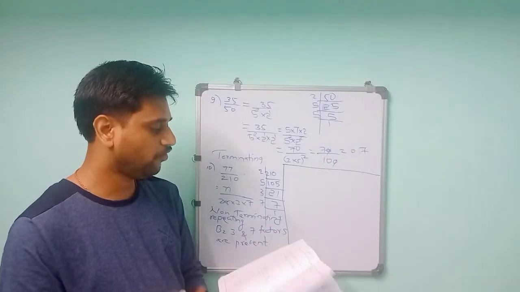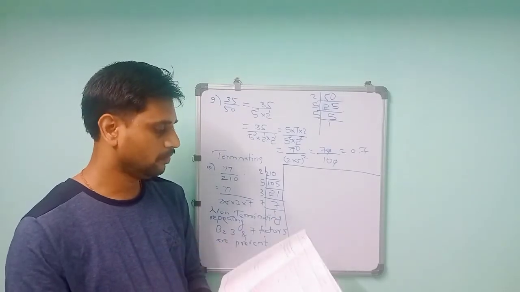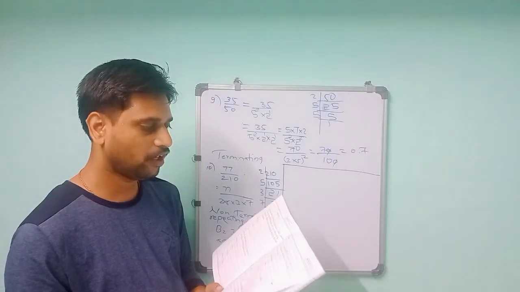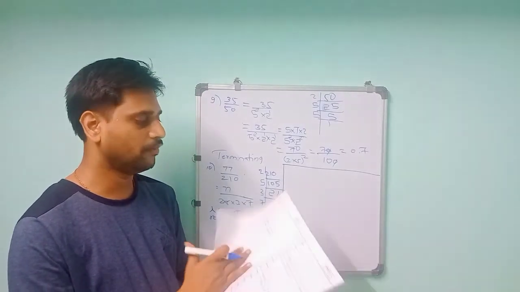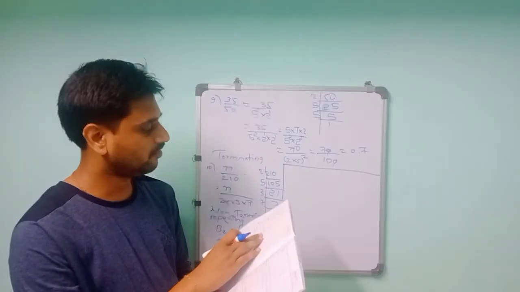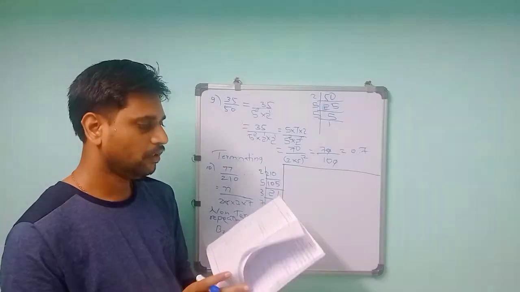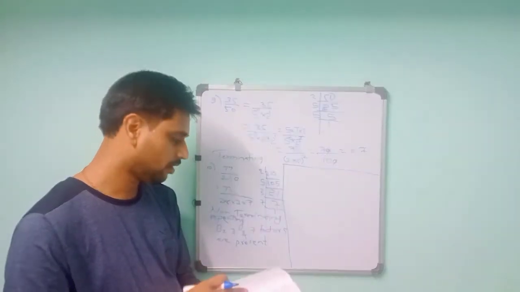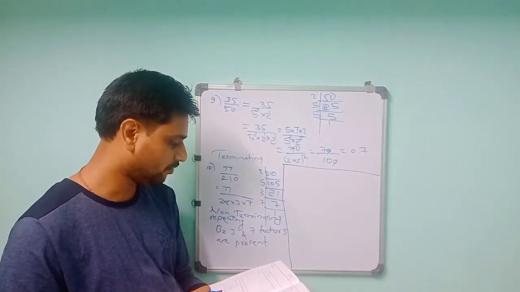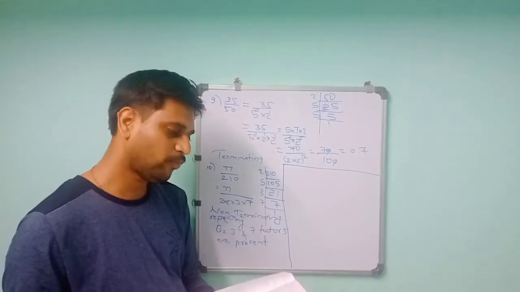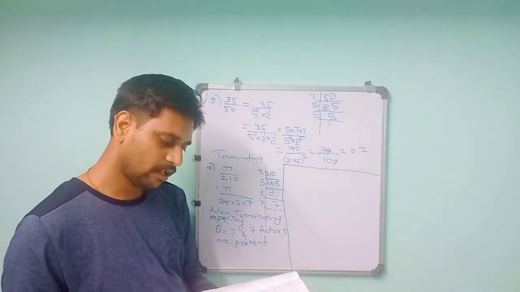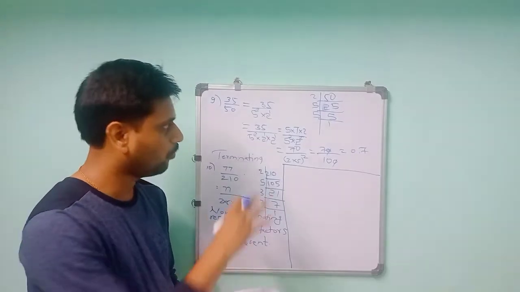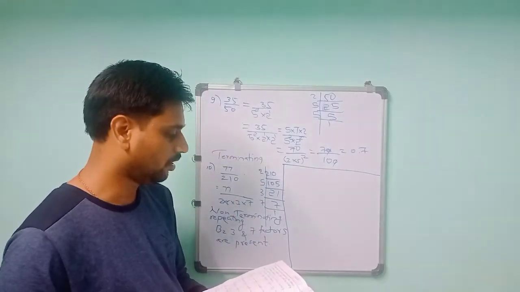For example, the first problem is terminating, so you have to write that one. Next, the second one is also terminating. The third one is not terminating, so you have to leave that one. Next, 15 by 16 is there, so it is terminating. Then the fifth problem is non-terminating, the sixth problem is terminating, the seventh problem is non-terminating, the eighth problem is terminating, the ninth problem is terminating, and the 10th problem is non-terminating. So you have to identify which are the terminating decimal expansions. By seeing only, you can tell which is the decimal expansion.